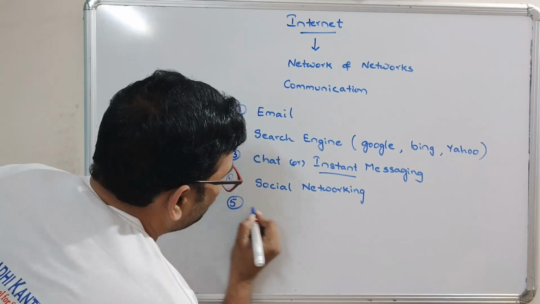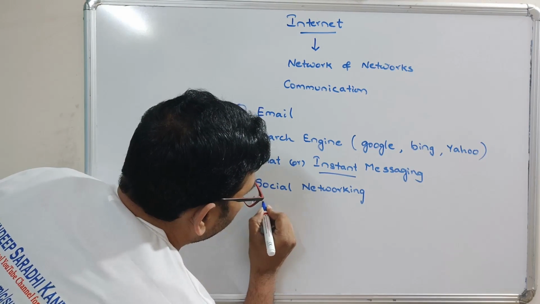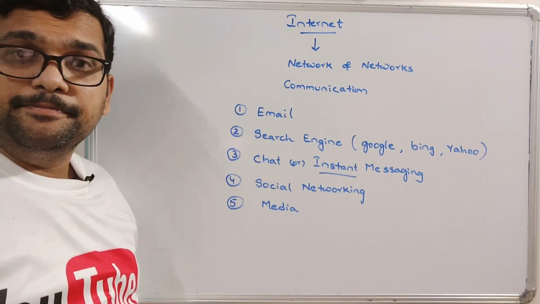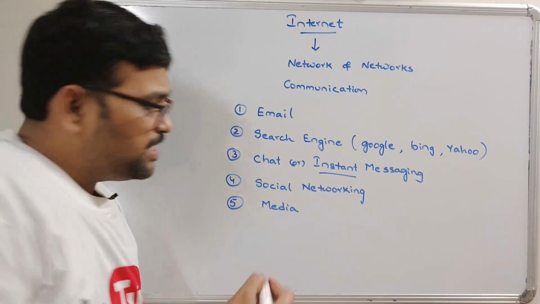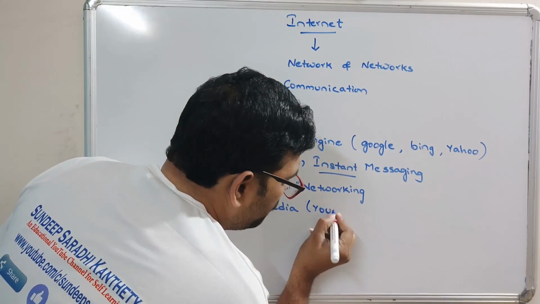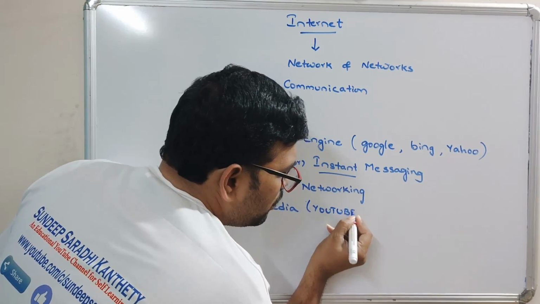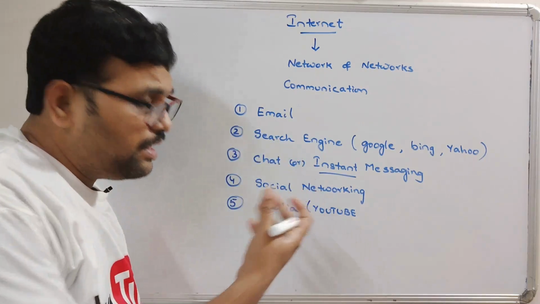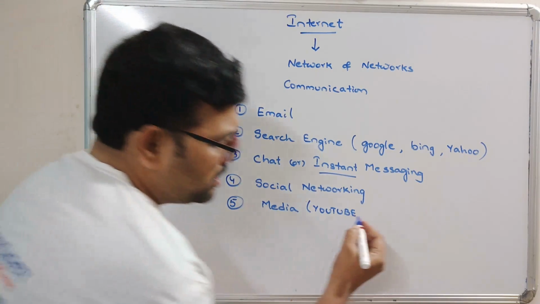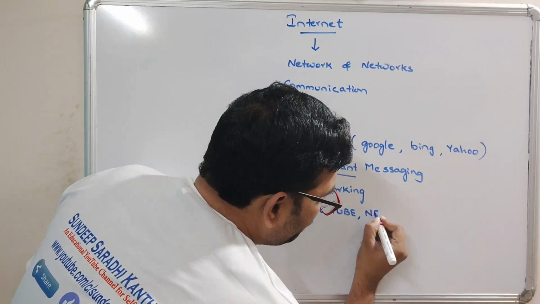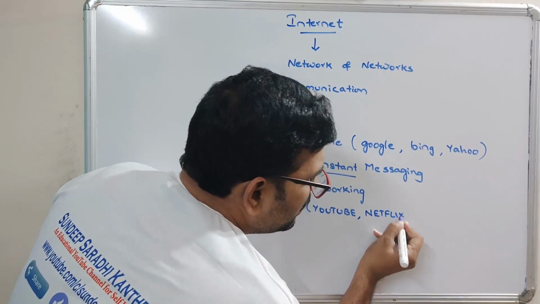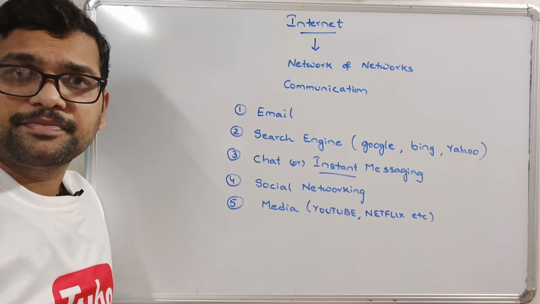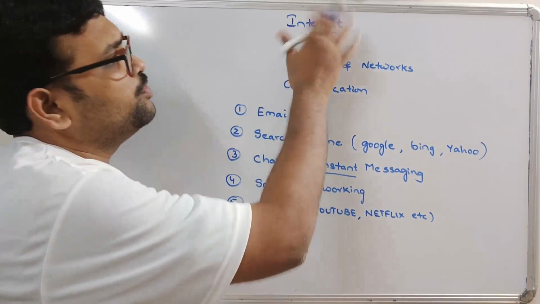And finally there's media. The best example is YouTube. Whatever content we require can also be retrieved in video format, or else you can watch movies using Netflix, right? Like this, there are a lot of media based websites. Everything can be done by using the internet.